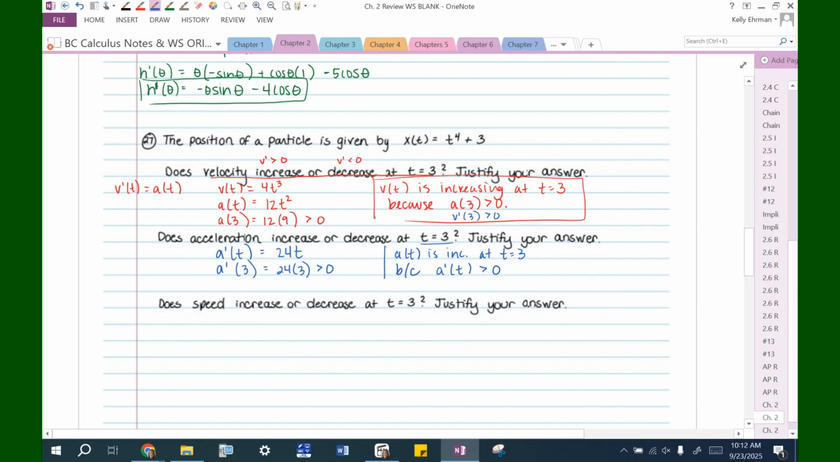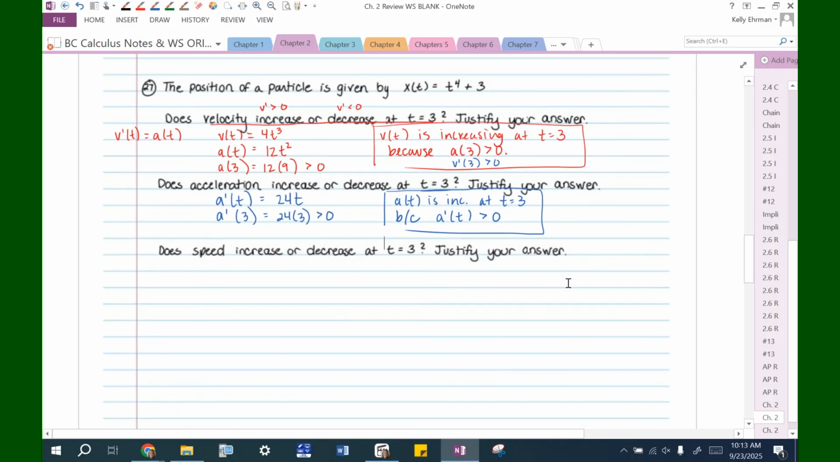All right, now speed. We've had this question quite a bit earlier on in the chapter. Does speed increase or decrease? The speed will be increasing if v of t and a of t are the same sign, and it'll be decreasing if they're opposite signs. So v of 3, we already calculated. Oh, no, I didn't calculate that.